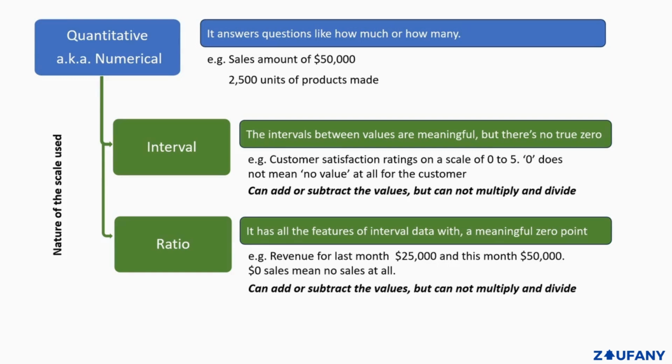Monthly revenue, for instance, is ratio data. If your revenue was $25,000 last month and this month it is $50,000, you can confidently say that your revenue has doubled. A revenue of 0 means absolutely no sales. Revenue cannot be negative.